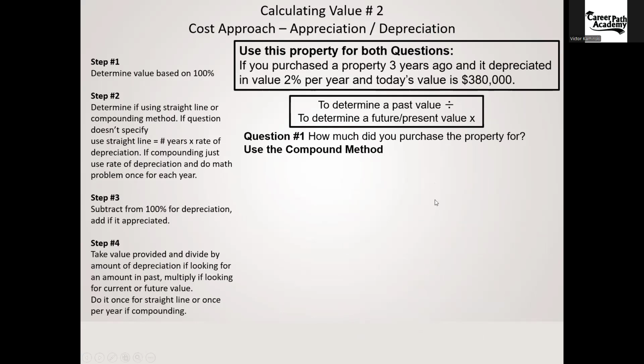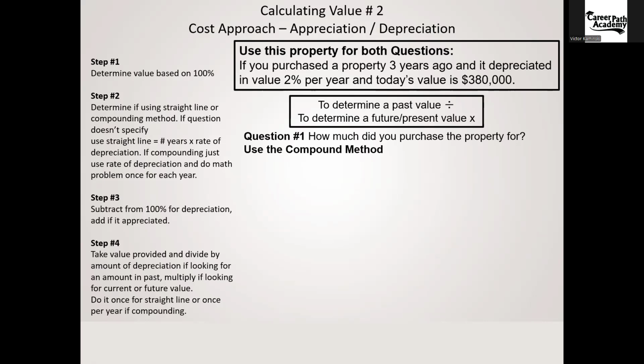Here's another question. If you purchased a property 3 years ago and it depreciated in value 2% per year, and today's value is $380,000, how much did you purchase the property for? Well, using the compound method, what do we do first? Walk me through it, because the math is easy. I just want you guys to remember the steps. You're allowed to use a calculator, so I'm not worried about you being able to figure it out. I just want you to know the steps, though. So walk me through these steps here, if you would.